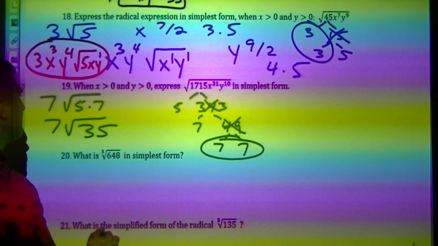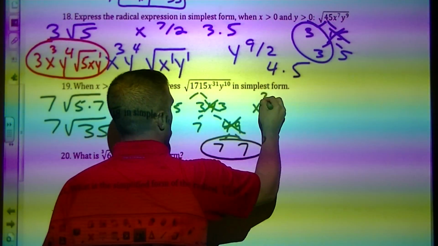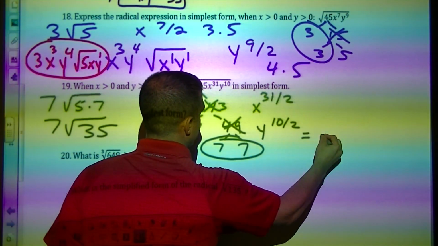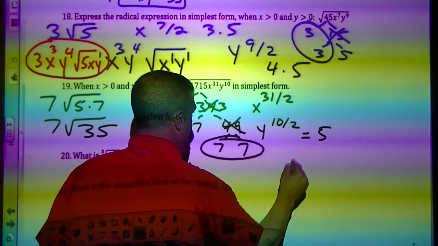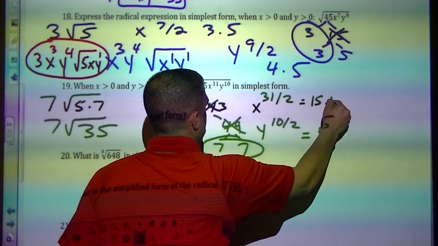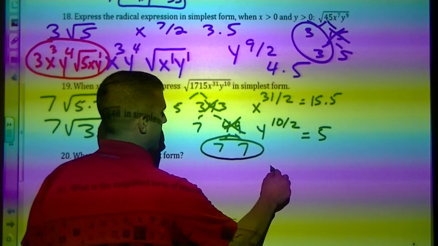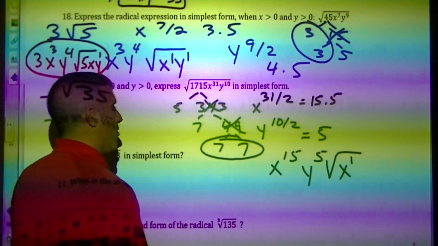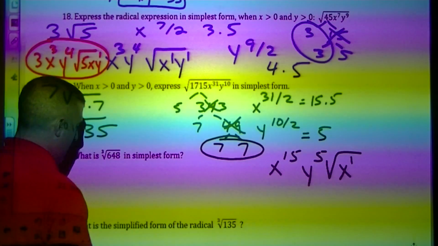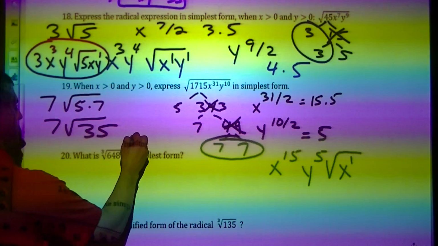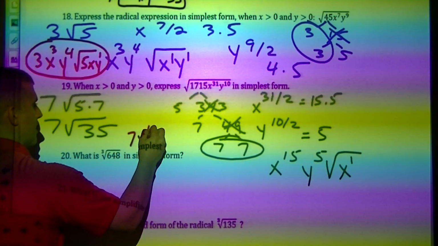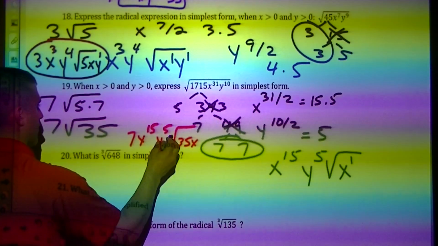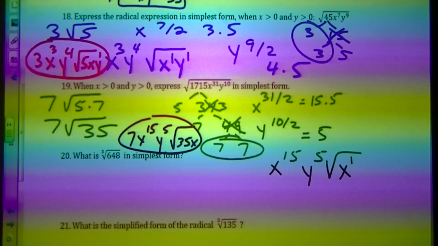Just like before, I'm going to take x to the 31 divided by 2, and y to the 10th divided by 2, which would be 5. The x is going to be 15.5. So what I would have is x^15 and y^5 on the outside, with x^1 on the inside. No y on the inside because there's no decimal. And so my final answer for this, if you combine both of those, would be 7x^15 y^5 square root of 35x. That would be my answer.